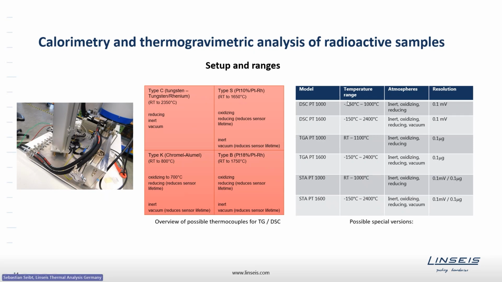I have to say, minus 150 would mean liquid nitrogen, which can be an issue in a hot cell. If you do not have access to liquid nitrogen, of course, we can start at ambient temperature and go maximum to 2400 centigrade with the same resolution for all of these setups. So that's what we offer regarding the STA.